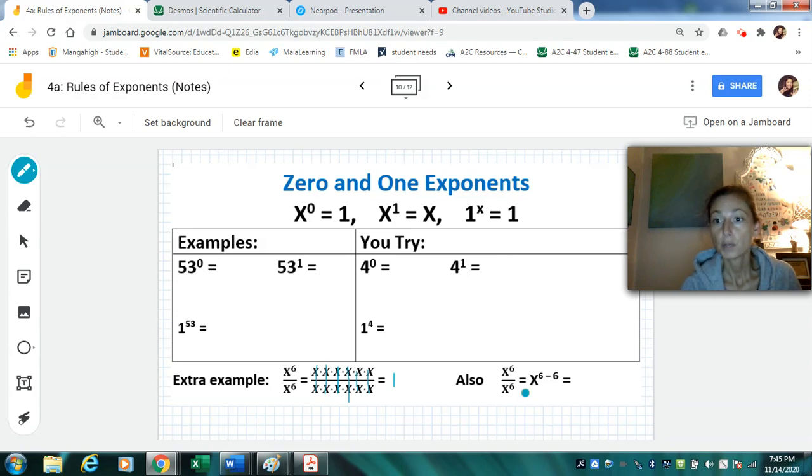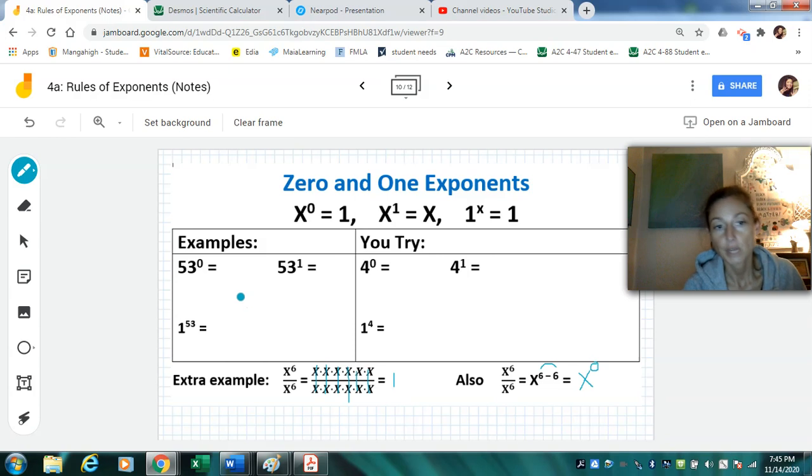We also know from the quotient rule that you can subtract exponents. So here I have x to the 6 minus 6 power. 6 minus 6 is 0, so that would be x to the 0 power. So again, we have a situation here where we have the same problem, but we have two different solutions. And the reason why we have two solutions is because those solutions are the same. They're equivalent.